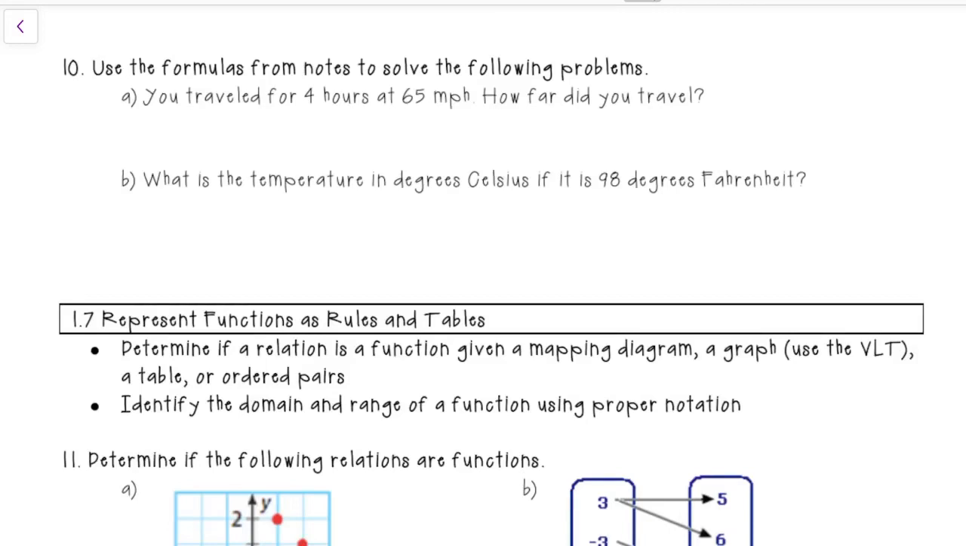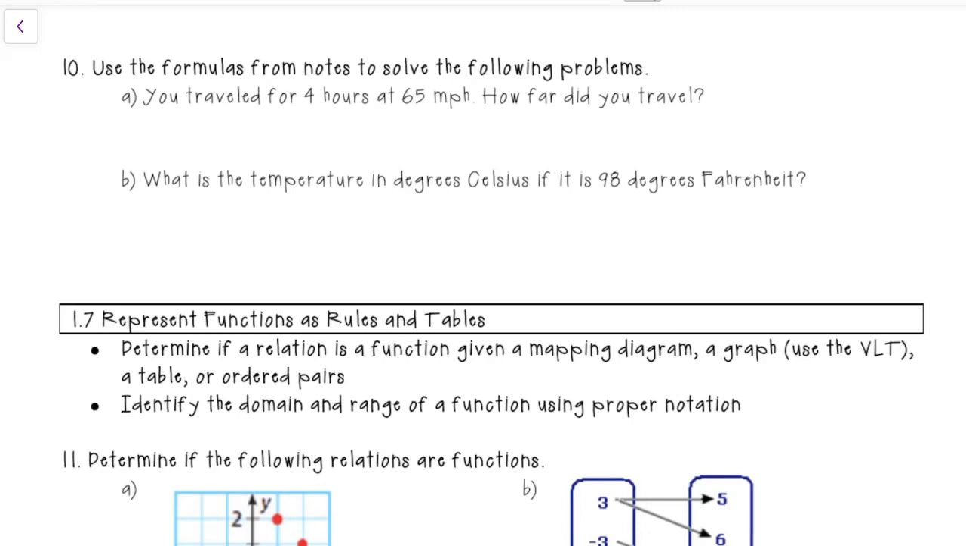On page 3, we've got problem number 10, and we are told to use the formulas from our notes to solve the following problems. Remember, you'll get the formulas on your test, but you are responsible for knowing what each one stands for. But for now, since we're doing review problems, you can have your notes handy.